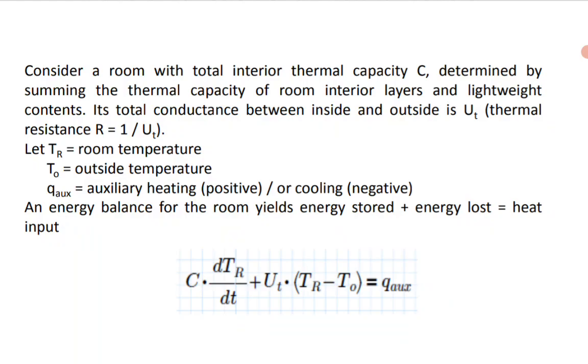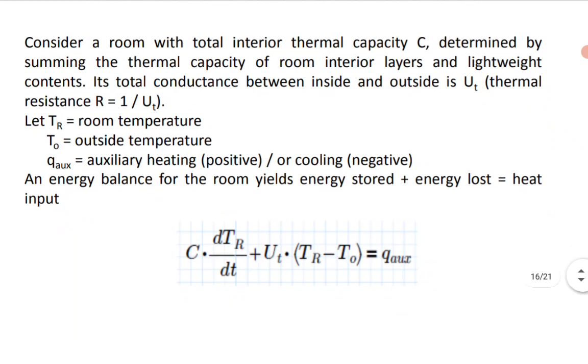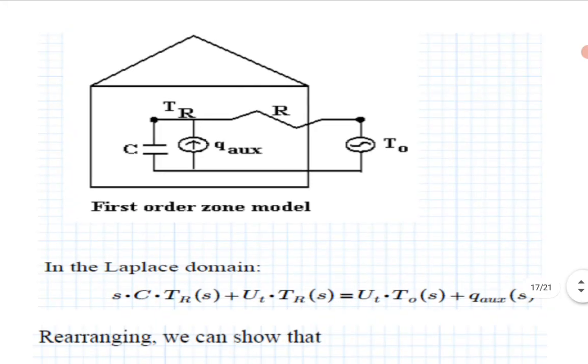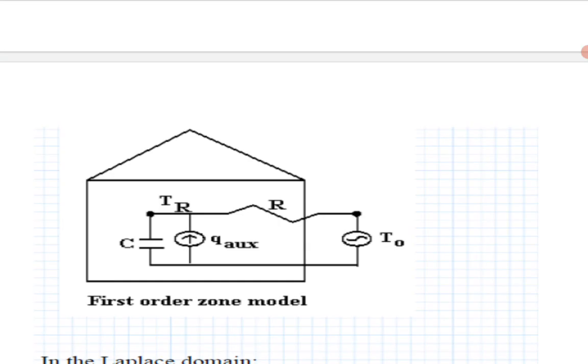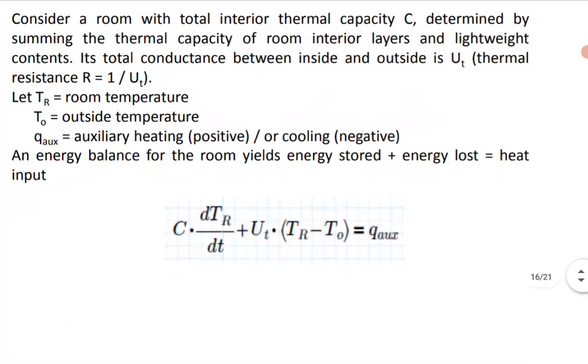So let T suffix R is equal to room temperature, T suffix 0 is equal to outside temperature, Q aux is auxiliary heating positive or cooling. If it is positive, it is auxiliary heating, or cooling if it is negative. So for an energy balance equation, if you look at the schematic diagram, this is the first order zone model. TR stands for room temperature, inner temperature, T0 is the outer temperature, and Q aux depends on the nature of the system: if it is positive then the room is heated, if it is negative the room is cooled. So from that concept, we can generate the energy balance for the room.